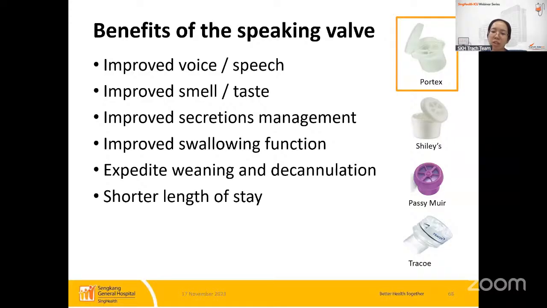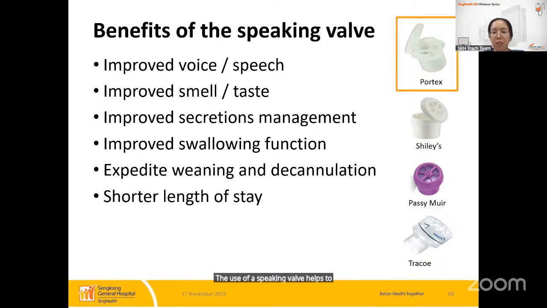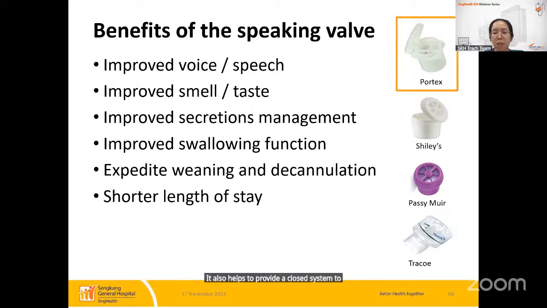In SKH, we use the Portex speaking valve that is seen on the top right of this slide. The use of a speaking valve helps to improve voice function, and increases sense of smell and taste due to more airflow being directed upwards. It also enhances the sensation of airflow, which may stimulate the cough reflex, which helps with secretions management. It also helps to provide a closed system to allow for better subglottic pressures during swallowing, and it expedites the weaning and decannulation process, which results in a shorter length of stay.